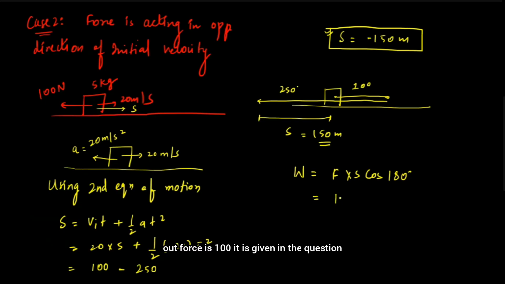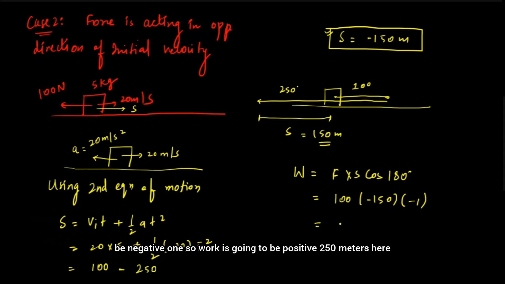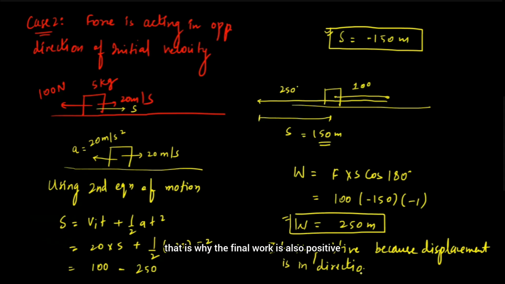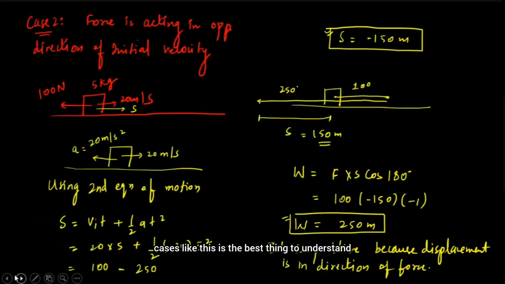Force is 100, it is given in the question, displacement is 150 meters, and cos of the angle is going to be negative 1. So work is going to be positive here. But what we have to understand is, it is positive because the final displacement is in the direction of force. That's why the final work is also positive. So this is what we can infer from these two cases. This is the best way to understand how work is actually acting.